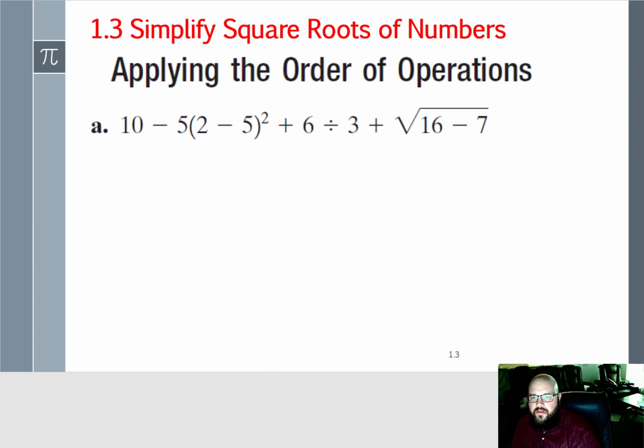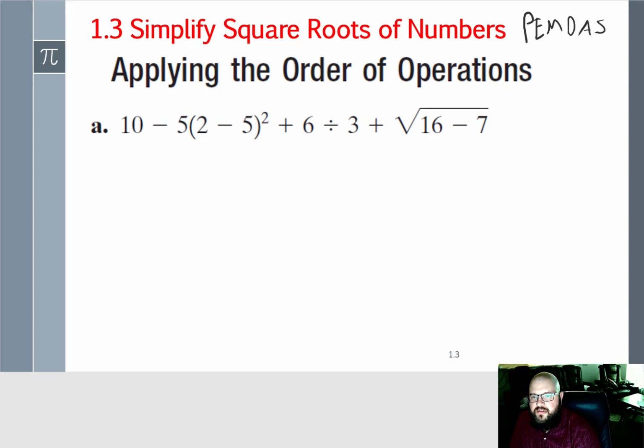All right, for the next part of this, with simplifying square roots of numbers, we're going to apply that to the order of operations. So hopefully you guys have heard of before or used PEMDAS, the order of operations: parentheses, exponents, multiplication, division, addition, subtraction. So that's the order in which we can go.